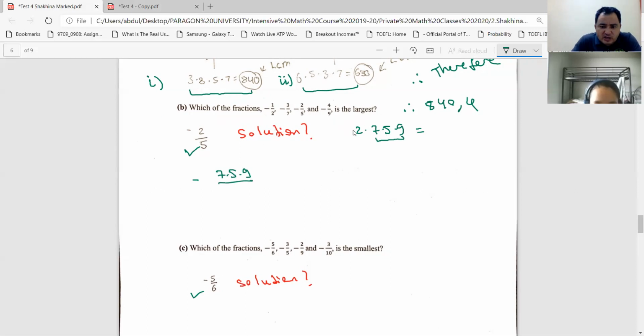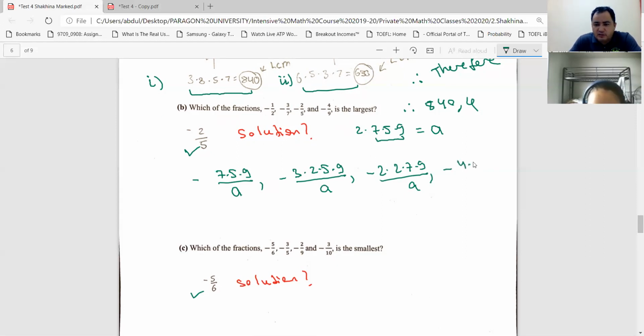Let me just denote the whole thing as A, Shahina. So here we have A. The second one, here we have 7. I shall multiply by 2, 5, 9. So here we have minus 3 times 2, 5, 9, and the denominator is the same, A. See, here we have 5. I need to multiply by 2, 7, 9. Minus 2 times 2, 7, 9 over A. And the last one, we have 9, we should multiply by 2, 7, 5. Minus 4 times 2, 7, 5 over A.